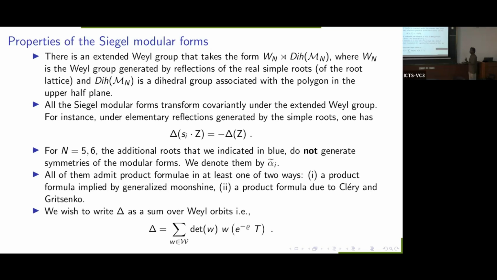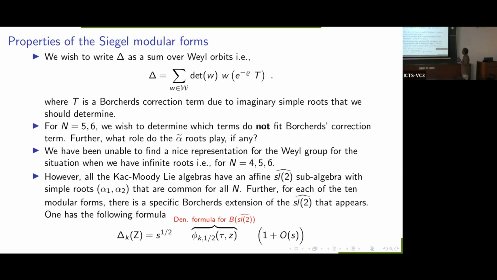Now comes the sum side. Let's assume it's a Borcherds correction. Then you wish to determine what this T is, and ask whether it is coming from imaginary simple roots, or whether there are some terms which don't even fit what Borcherds is saying. This is the question. For n equal to 5, we also want to determine what doesn't fit. Also, what are these alpha tilde roots, those blue roots? Do they play any role?